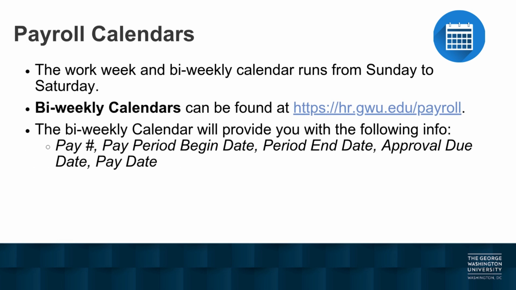The work week and biweekly calendar runs from Sunday to Saturday. Biweekly calendars can be found at hr.gwu.edu/payroll. The biweekly calendar will provide you with the following information: the pay number, the pay period begin date, the pay period end date, the approval due date, and the pay date.